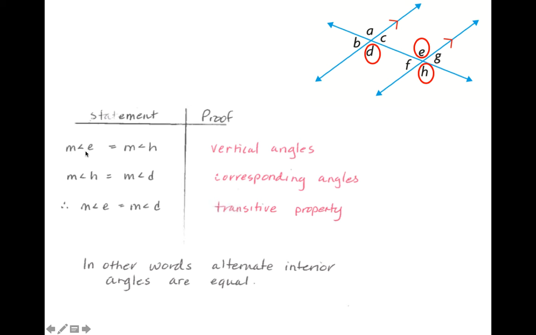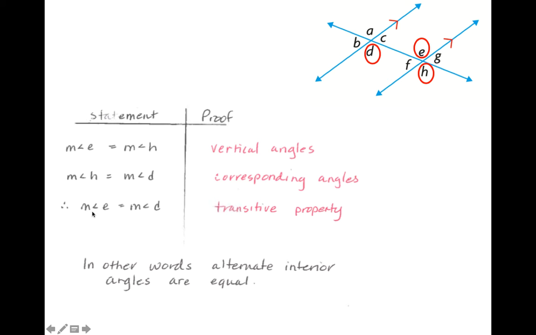I'm going to say the measure of angle E is the same as the measure of angle H. The reason I know that is because they're vertical angles. And then I know that the measure of angle H is the same as the measure of angle D. I know that because they're corresponding angles.